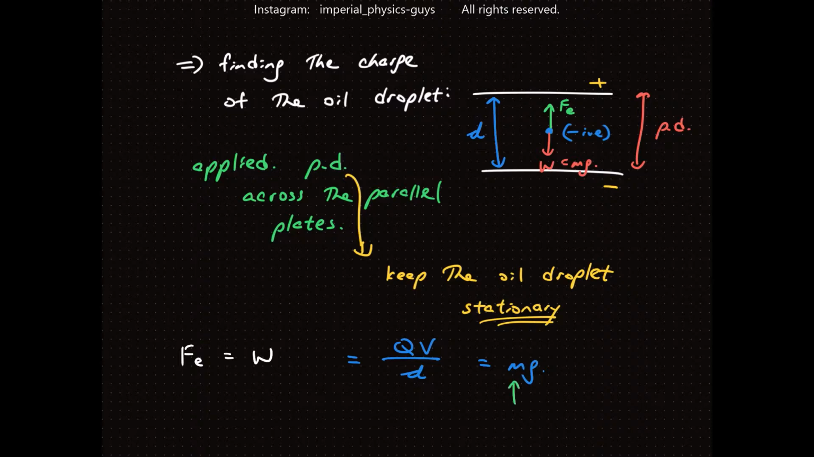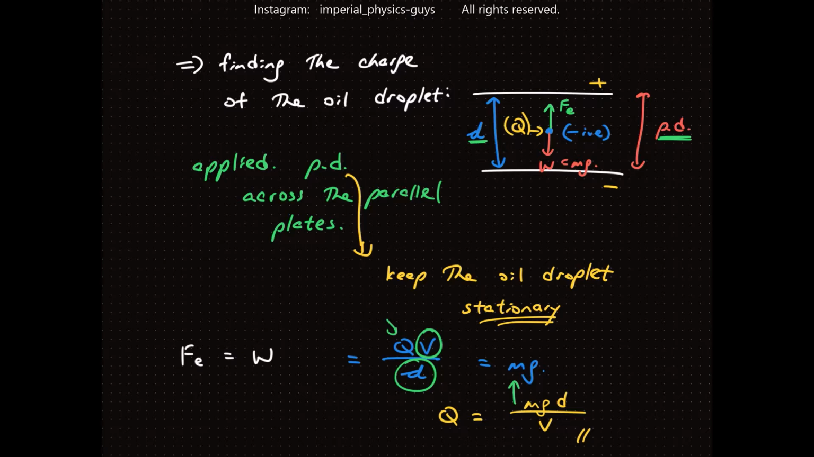And recall previously that we have obtained the expression for m, and we know what the applied potential difference is, which is this value here. We can measure the distance between the plates, and therefore we can rearrange for an expression for Q. So Q, the charge of this specific oil droplet, is equal to mg multiplied by the plate separation divided by the potential difference across the plates. And therefore, we have obtained an expression for the charge of an oil droplet.